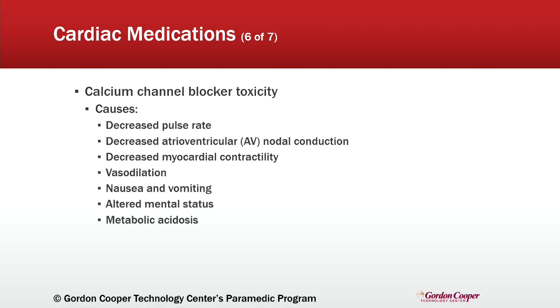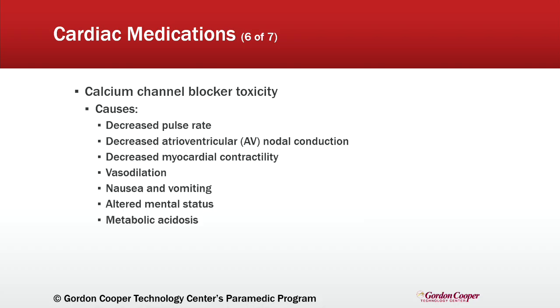Calcium channel blocker toxicity will typically show up with a decreased pulse rate, decreased AV nodal conduction, decreased myocardial contractility, vasodilation, nausea, vomiting, altered mental status, and metabolic acidosis. Calcium channel blockers are used to treat things from high blood pressure to heart failure. So they're used out there a lot more commonly than people realize.